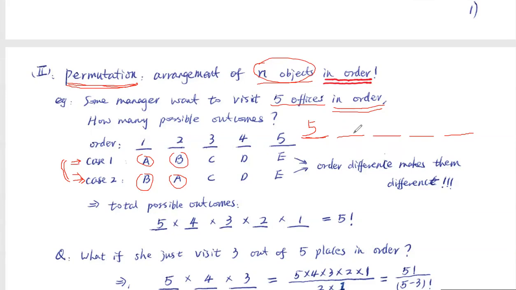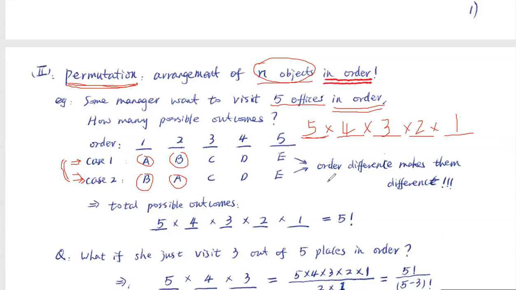Now, how many choices for the second one? Because he or she already visited 1, there are 4 left. It's kind of implied there is no repetition allowed here. Similarly, if you visited 2 already, there are 3 left. How many choices for the third one? Choose 1 out of the 3. Fourth one, choose 1 out of the 2. Last one, you pretty much have no choice because you only have 1 left.